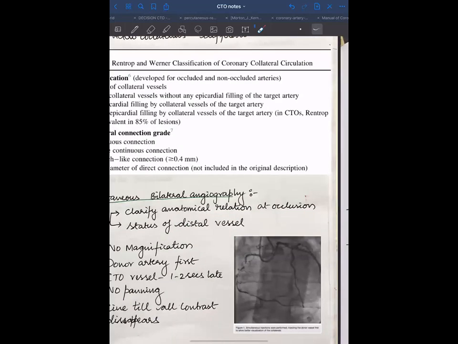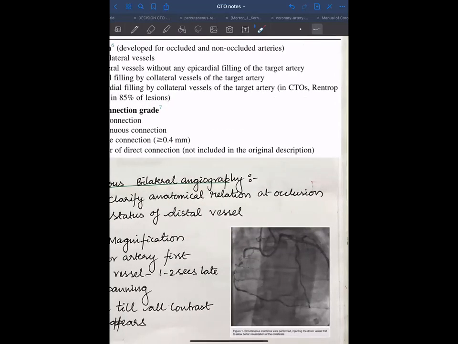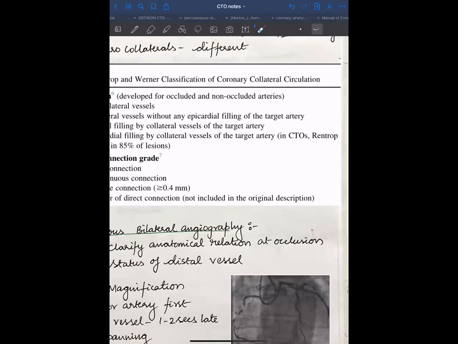So more or less you will get a picture like this, where as we can see here, no magnification is used. Most of the time they use an AP view, and you should not pan, because they say that this has to be a working channel view. So you should not pan and identify the collaterals first. And then if you want to do a selective collateral angiogram, then we can go for oblique views. But first, dual injection should not be with any magnification or any tilt.